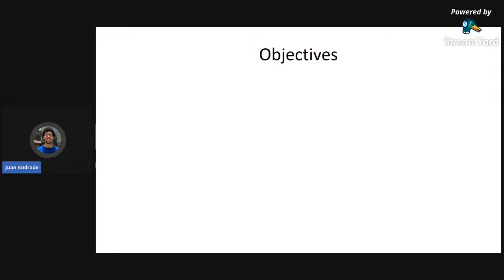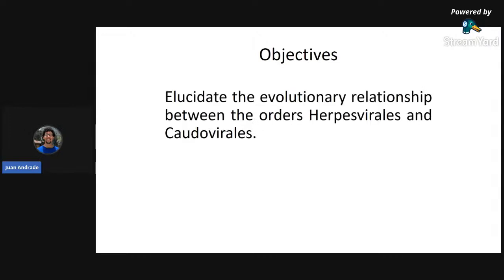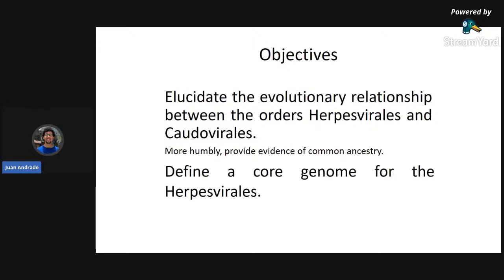So the objectives for this specific part of my 4-year-long odyssey were first to elucidate the evolutionary relationship between these two orders. Naturally, that was the big objective. More humbly, what we wanted to do was just to provide evidence of common ancestry through our approach. And we saw that it was possible as well, simultaneously, to define a core genome for the Herpesvirales. A core genome, again, being that set of proteins and by extension genes that were harbored by the ancestor of the complete order.